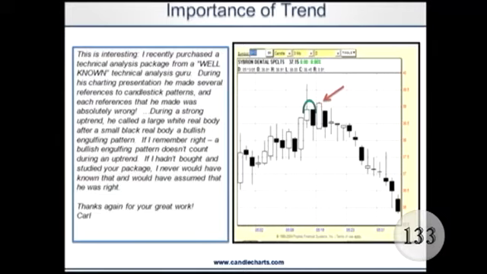Okay. During a strong uptrend, he called a large white real body after a small black real body a bullish engulfing pattern. Okay, if I remember right, a bullish engulfing pattern doesn't count during an uptrend. That's certainly right. If I hadn't bought and studied your package, I never would have known that and would have assumed he was right. So essentially, and we'll go through this here, this may not be the chart he's referring to, but just to show you the concept.